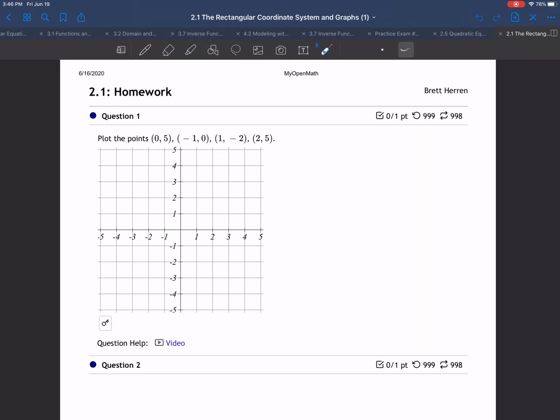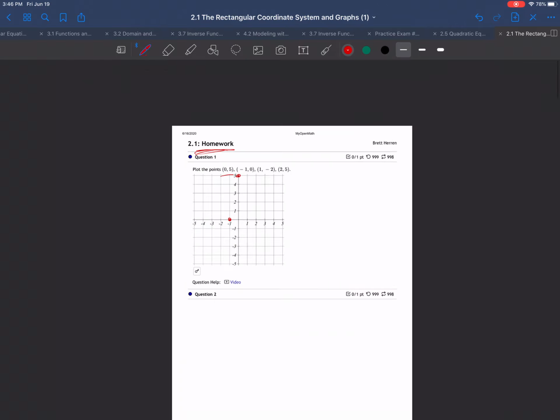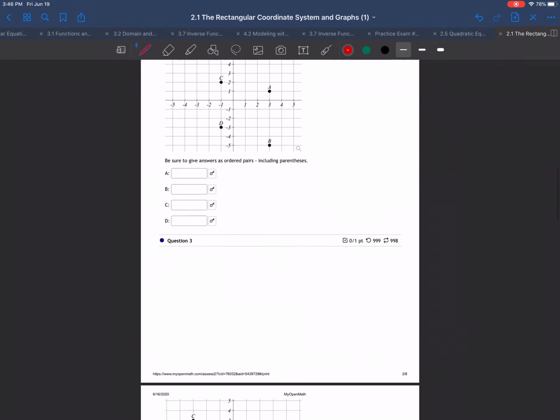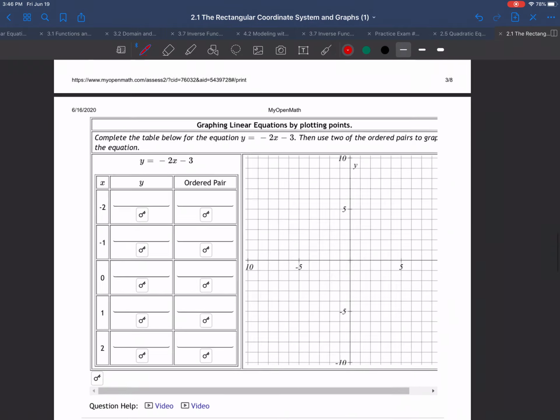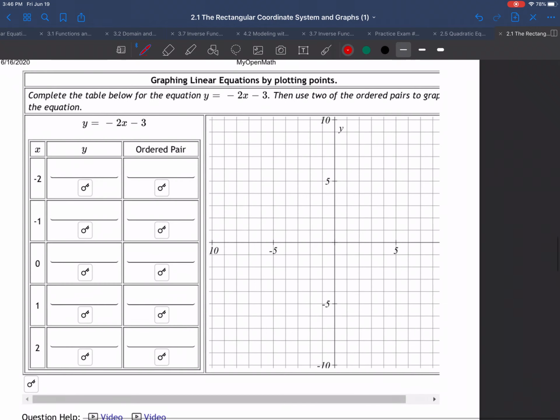Basically, see, here's the first section of homework in the class, 2.1. This is your first homework assignment, plotting points. This will probably be super simple for you. Over 0, up 5, back 1, up 0. So maybe that one's so simple it's probably not a good example for you. Let me come down here. Yeah, let me do this one. So here's one of the further down questions.